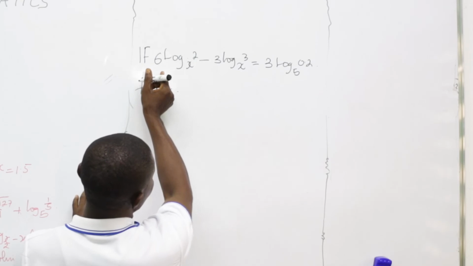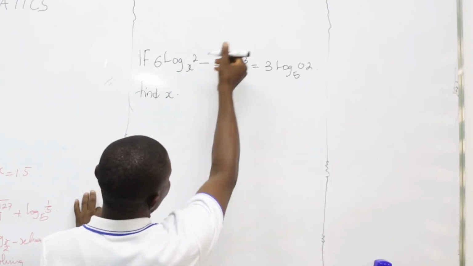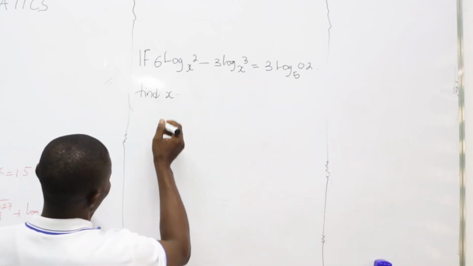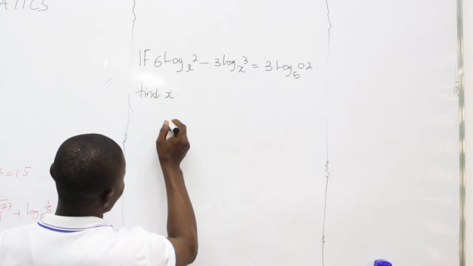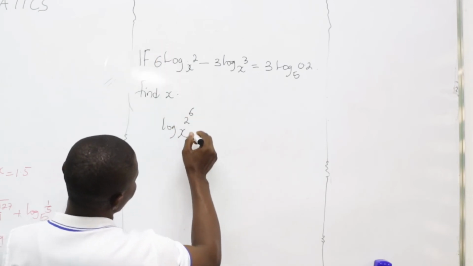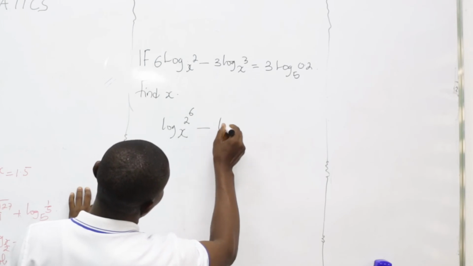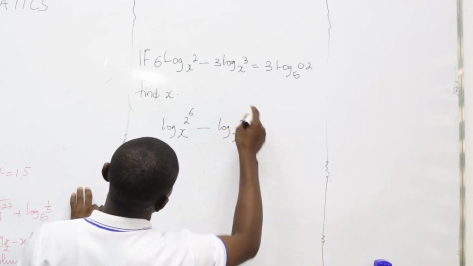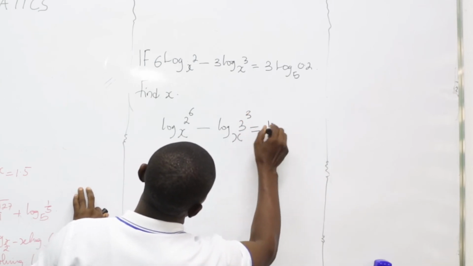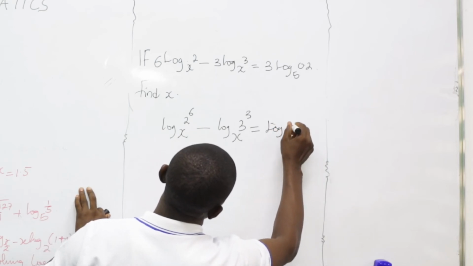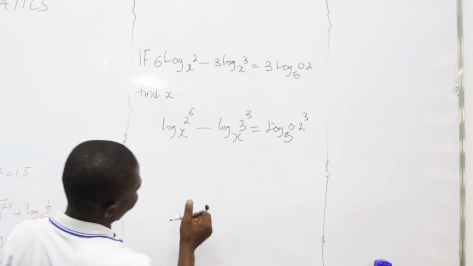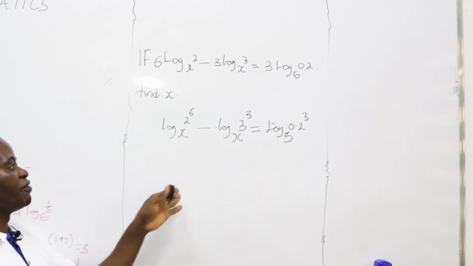That is 6 log 2 base x minus 3 log 3 base x equals 3 log 0.2 base 5. Recall from the power law that in log 2 base x, the 6 will come up, minus log 3 base x, the 3 will also come up, equals 3 log 0.2 base 5. Remember, minus simply means division.